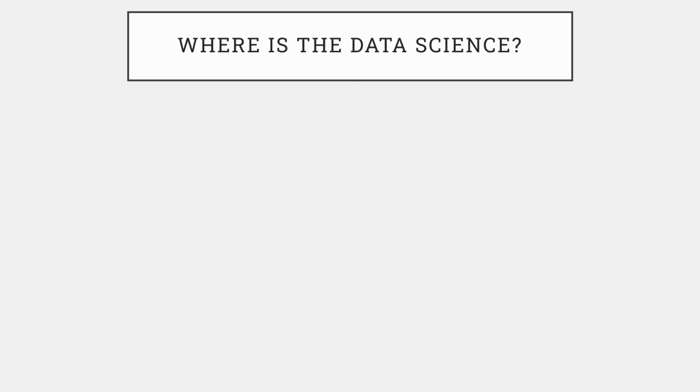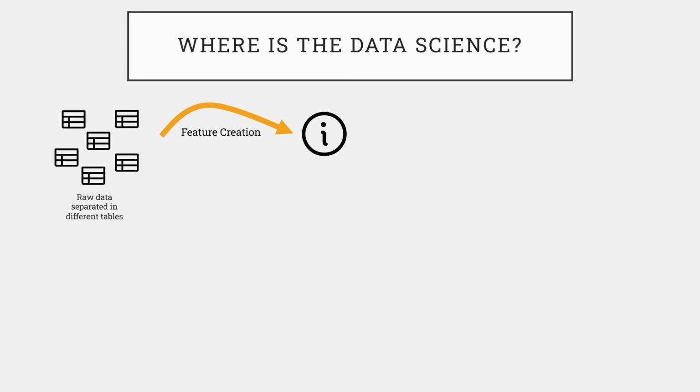Okay, but where's the data science in all of this? Well, remember when I said that I get raw data and that I have to transform that into usable information? This process by itself is called feature creation or feature engineering. It gets the name from the fact that we call the individual information that we generate features. Let me show you a simplified example. It gets a little more complicated than this, but in practice, you get the idea.